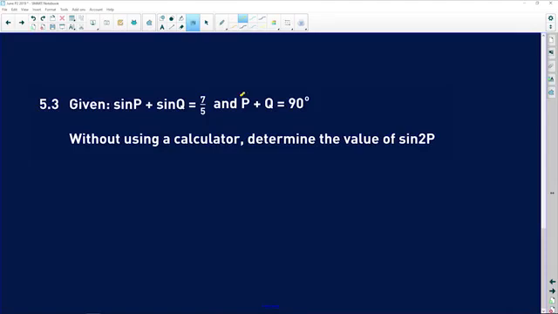Okay, remember these are angles, hey? p plus q equals 90 degrees. Without using a calculator, determine the value of sine of 2p. Okay. Firstly, let's interpret this statement over here.